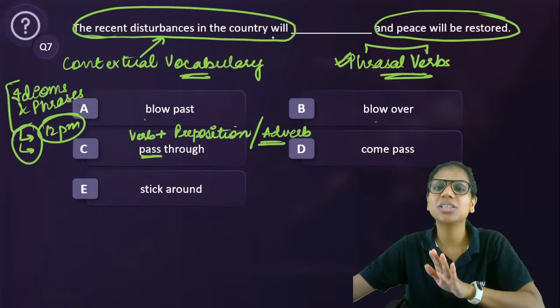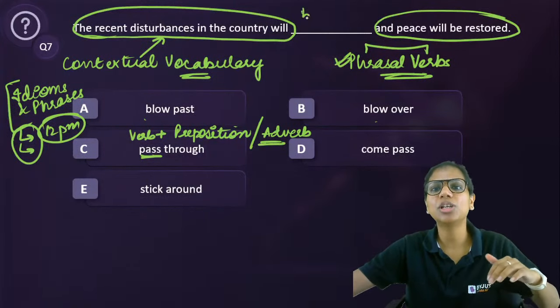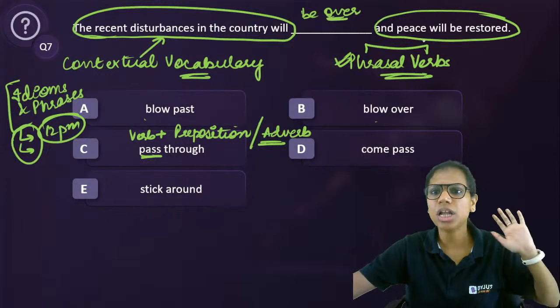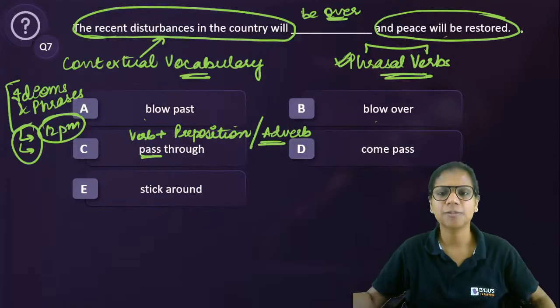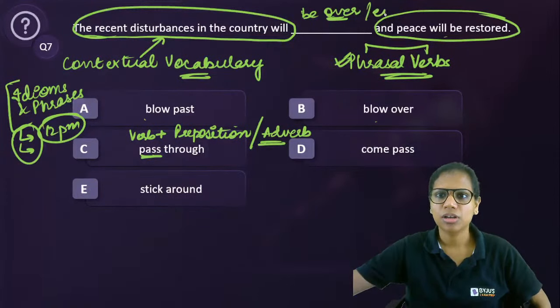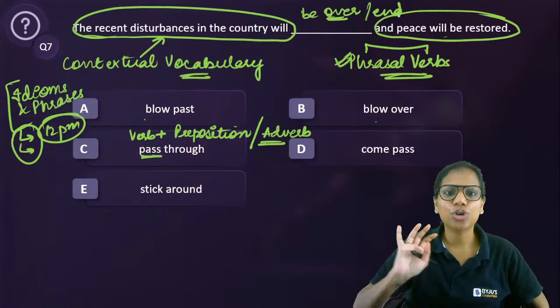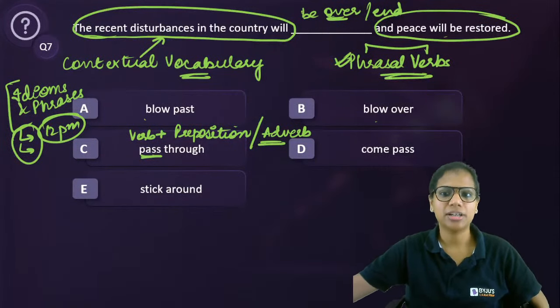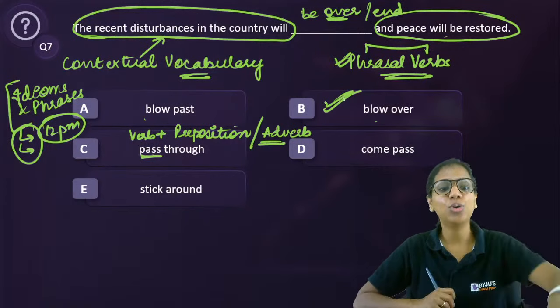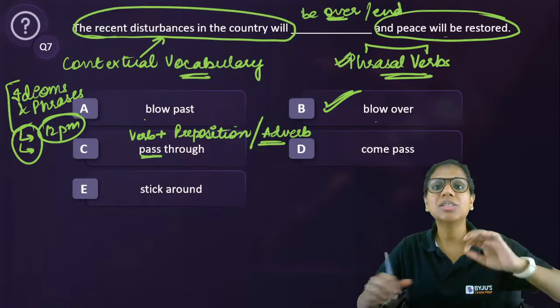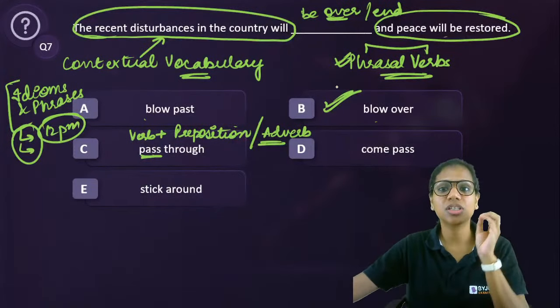The recent disturbances in the country, basically I want to say they will be over. They will be over and peace will be restored, right? They will end. So I need to look for a phrasal verb that means to be over, to end, and that is blow over. Blow over is specifically used for troubles, for disturbances.